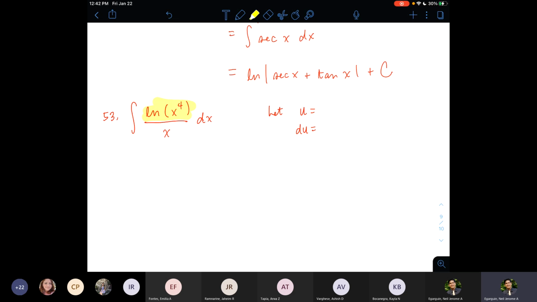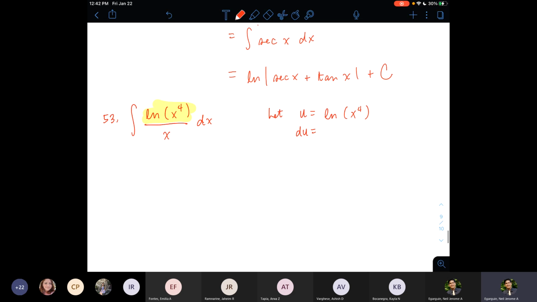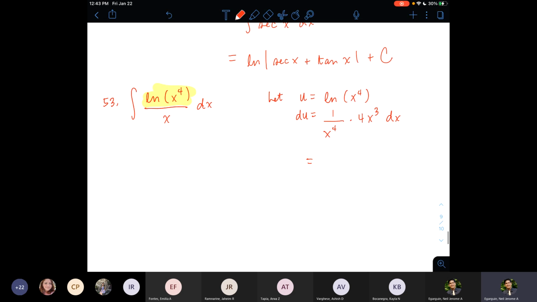Can I let u be equal to x to the fourth? Well, if I let u be equal to ln of x to the fourth, will I get a nice du? So let's try that. If u is ln x to the fourth, then the required du will be what? I differentiate ln, I'll have 1 over x to the fourth. Then chain rule kicks in. Derivative of x to the fourth is 4x cubed dx. And then if I simplify, this will be 4 over x dx.